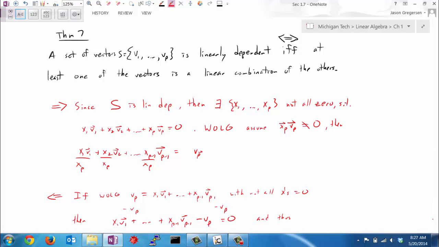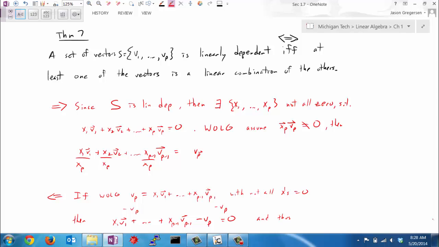So first you have to start off with a formal statement of the thing you're trying to prove. So here we have theorem 7 from the book. It says the set of vectors v1, blah, blah, blah, is linearly dependent if and only if, right, so there's our IFF statement, or the double-sided arrow that we're using, if and only if at least one of the vectors is a linear combination of the others.